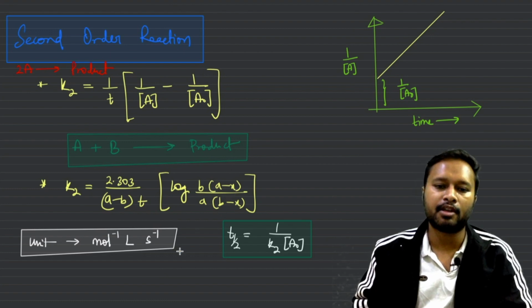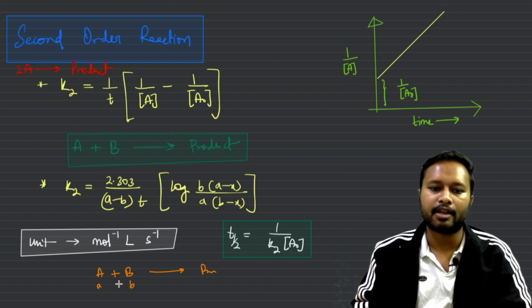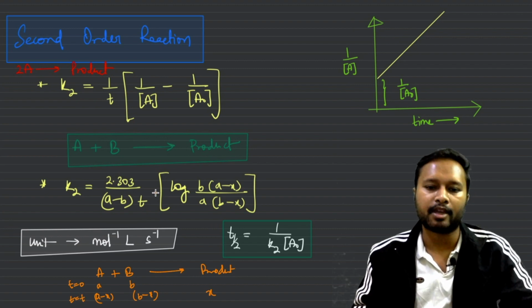What are these terms over here? Let me just tell you quickly. If A and B are reacting to give you some product, in that case the initial concentrations of A and B are taken as small a and small b. After some time t, the product is formed as x moles. So this will be a minus x, and this will be b minus x. So these are the values. This is when time is 0, and this is when time is equal to t, at which you are going to calculate.